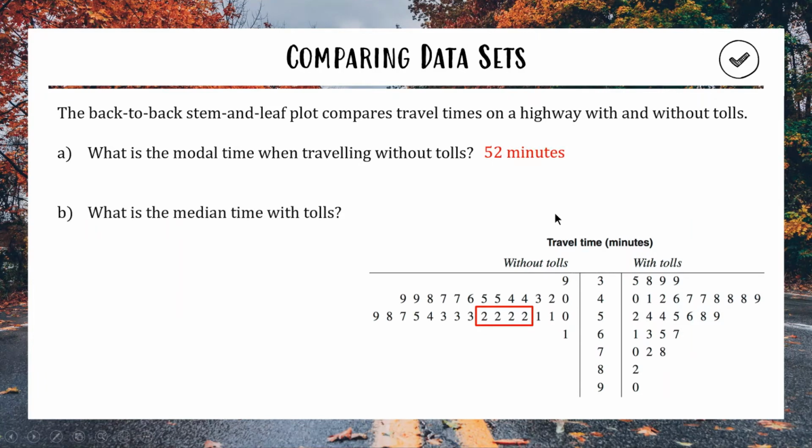For question B, we're going to find the median of the time with tolls. So the right-hand data set, we're going to find the median. We've got to find out how many numbers there are. If we counted all these, we would find there are 30 scores. So where would the middle of 30 scores be?